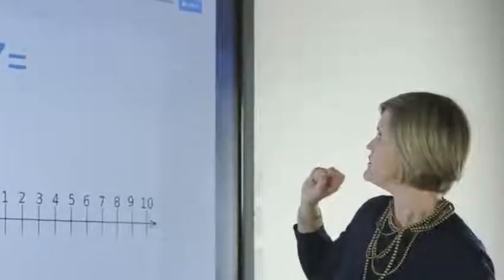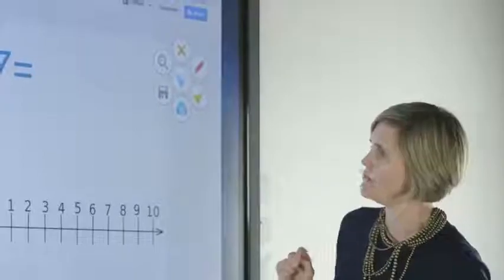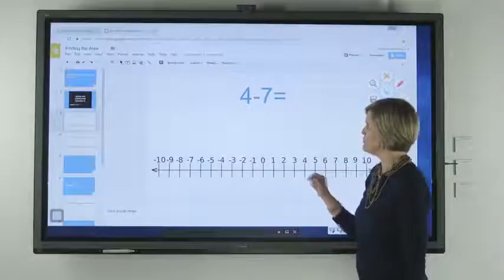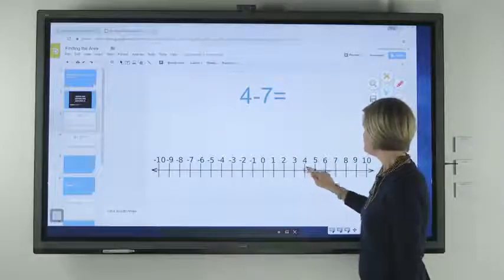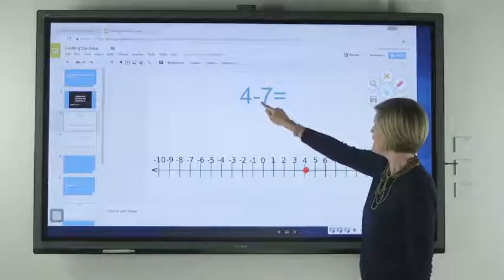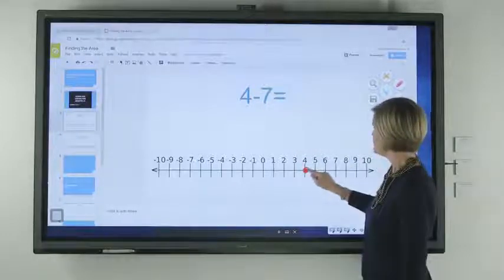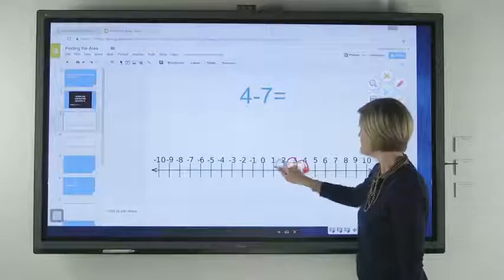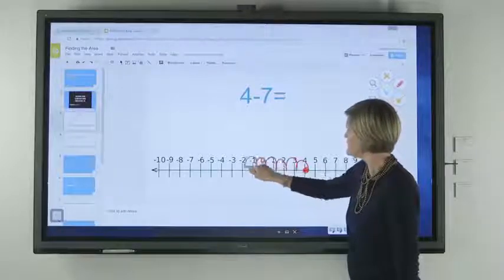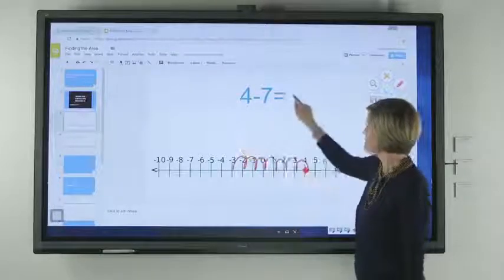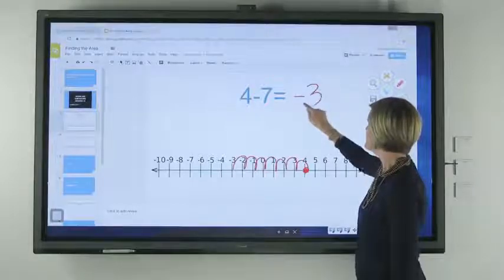Two fingers, opening my annotation tools, getting my red marker, the students can solve the problem. They're going to start at 4, and then they're going to take away 7. Going 4 backwards, 1, 2, 3, 4, 5, 6, 7. Students realize that the answer is -3.